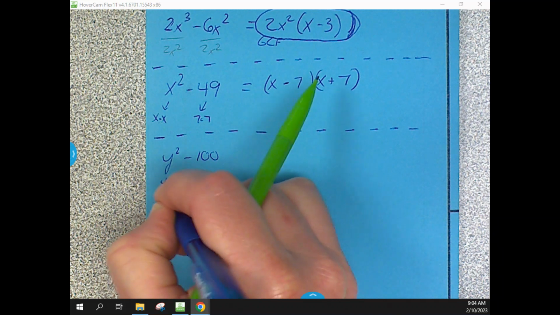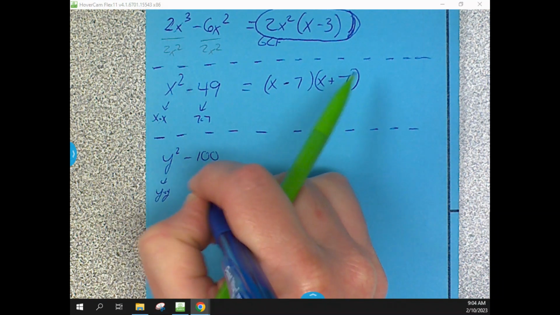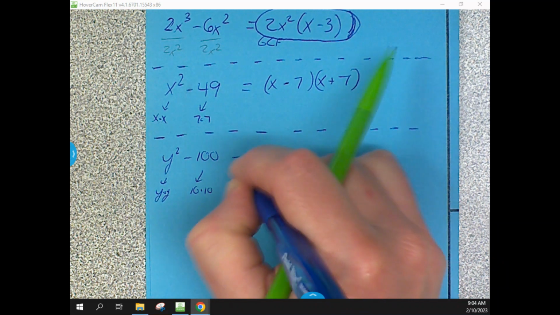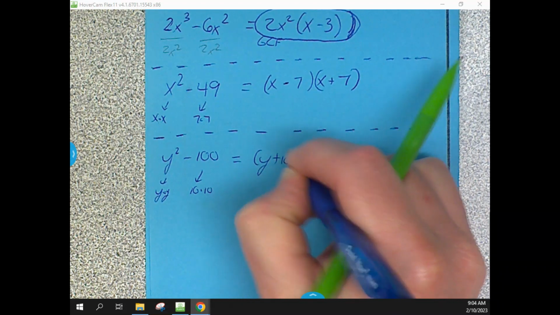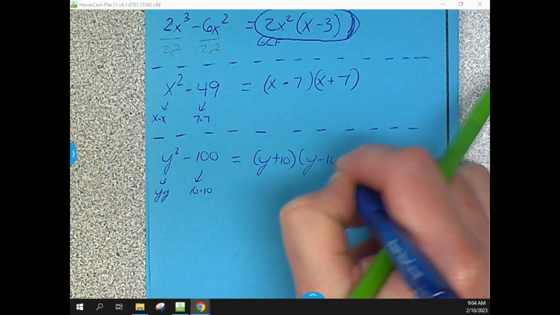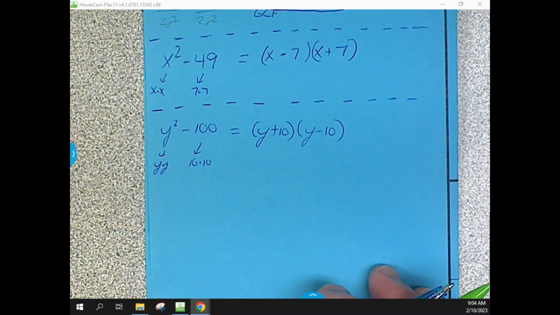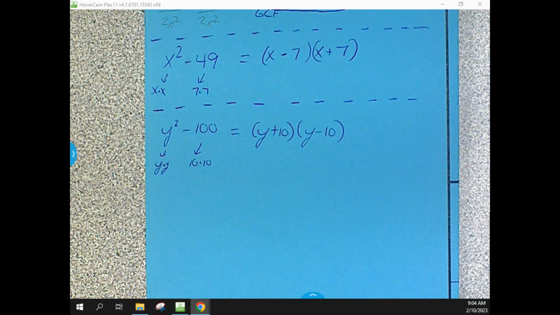Y squared is y times y. 100 is 10 times 10. So it's going to be y plus 10 and y minus 10. Now, for the most part, it's going to be pretty easy.